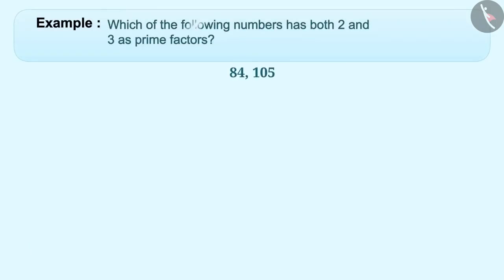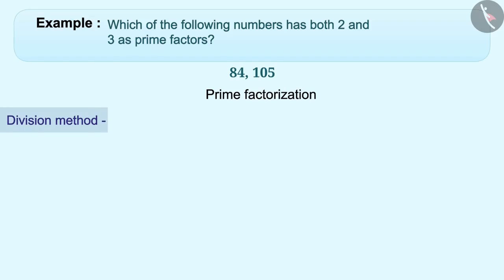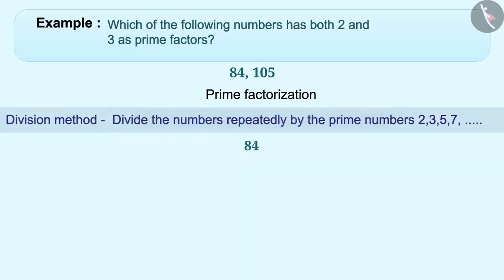Next example, which of the following numbers has both 2 and 3 as prime factors? To find the solution of the given question, we have to do prime factorization of 84 and 105. Let's first do the prime factorization of 84 by division method. In this method, we divide the number with the prime numbers like 2, 3, 5, 7, etc. again and again. The smallest prime number is 2. Since 84 is an even number, it is divided by 2.